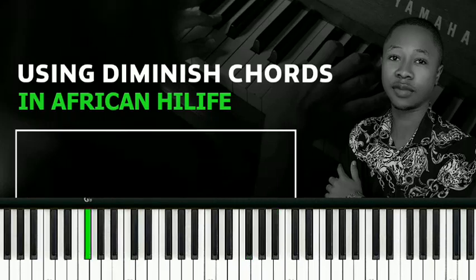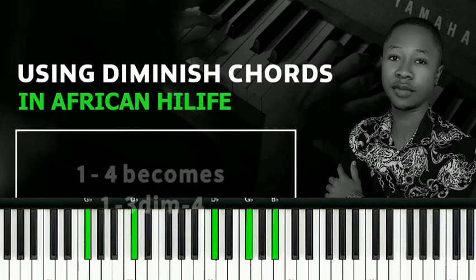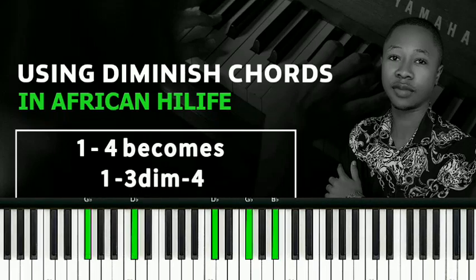So let's look at the song. Come and sing the love is good. Come and sing the love is good. So you see, I added that chord to the 4. Normally the song is supposed to be: come and sing the love is good, the 1, then to the 4, come and sing the 5 is 1. But I play it differently.